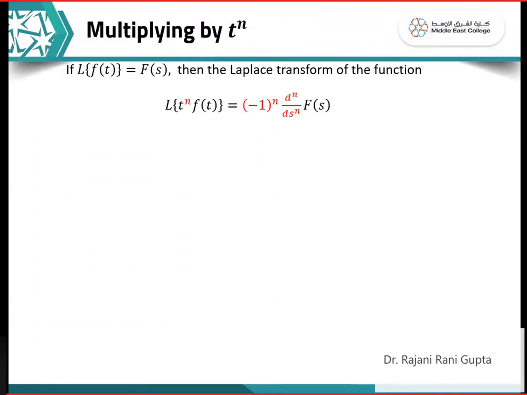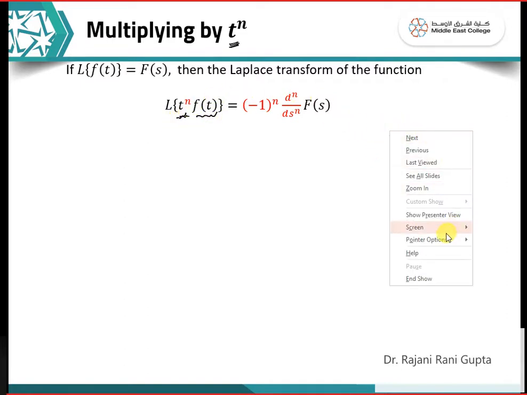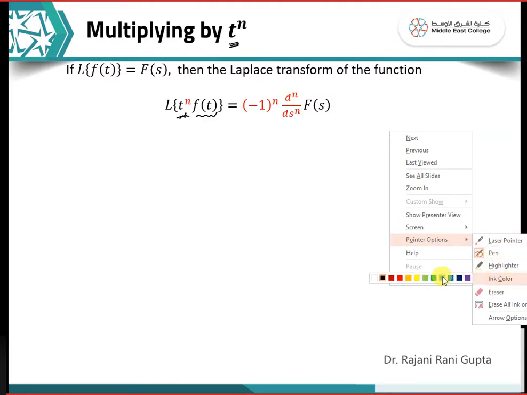We start with the second property. This is the second case, when you have the multiplication by t power n. So it means you have a term of this form, t power n multiplied by f of t. Only these two kinds of terms will arise in multiplication in the Laplace transform.